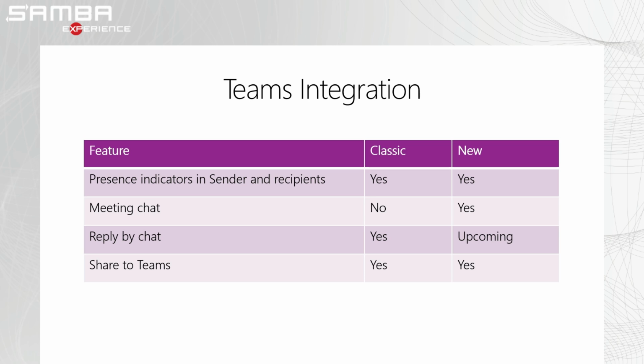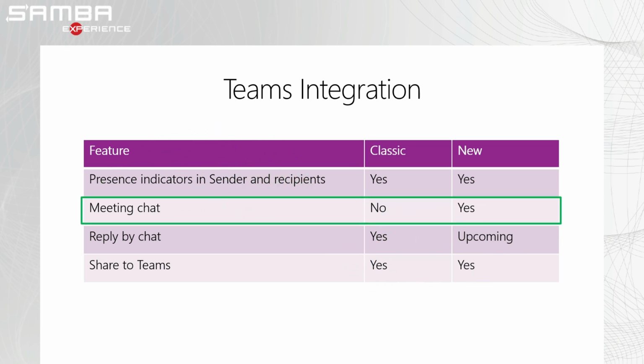Teams integration. Both clients, classic and new, have very good integration with Teams. One thing that is interesting in new Outlook is that you can initiate meeting chat. So directly from a meeting in calendar, you can trigger chat in Teams. Reply by chat is coming to new Outlook, and this is a feature that allows you to call or chat with an email recipient directly from the client.